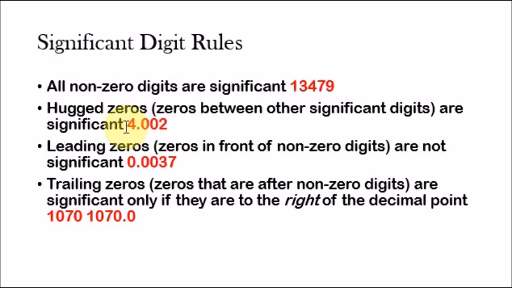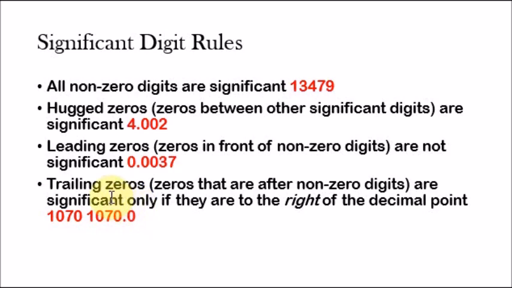The third rule is leading zeros, which are zeros in front of non-zero digits, are not significant. If you look here, we have zeros in front of non-zero digits. These are all to the left of these non-zero digits. Because of that, these zeros are not significant. So when you're talking about this number here, only the 3 and the 7 are significant. This number only has 2 significant digits.